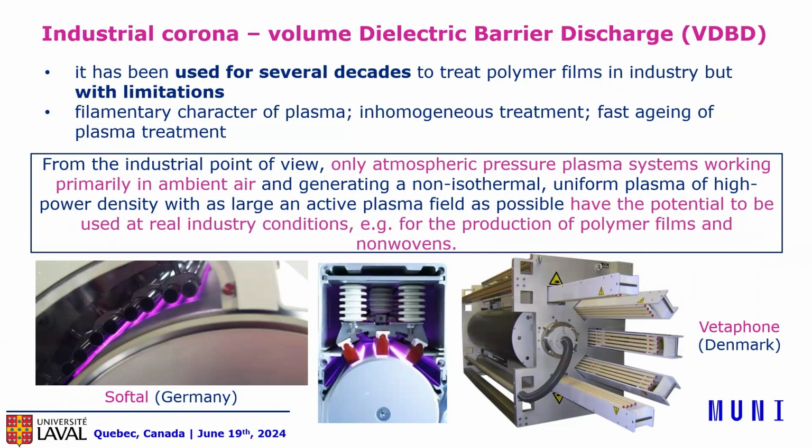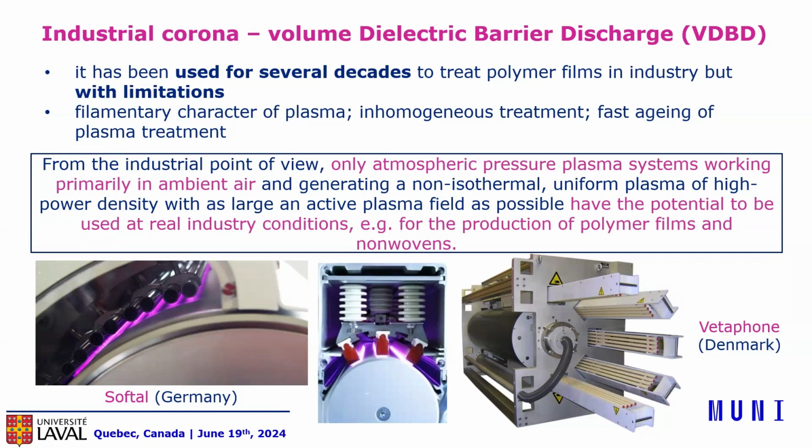In fact, it is volume DBD, dielectric barrier discharge. It means that it is any system which consists of an electrode system in which the discharge area is separated from the electrode by at least one dielectric. The role of the dielectric is really important because due to the dielectric we can generate non-equilibrium plasma at atmospheric pressure. So the temperature of electrons is much, much higher than the temperature of ions.